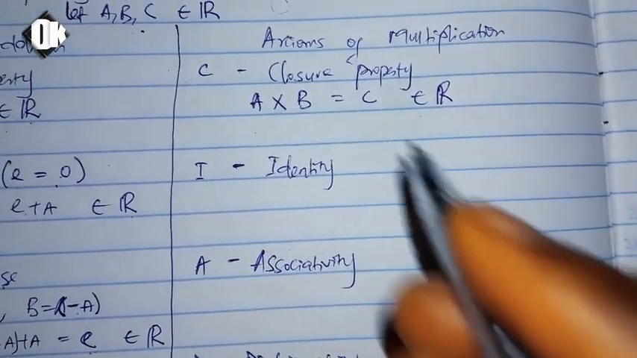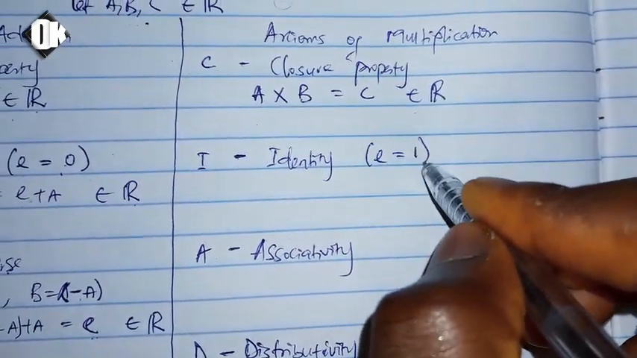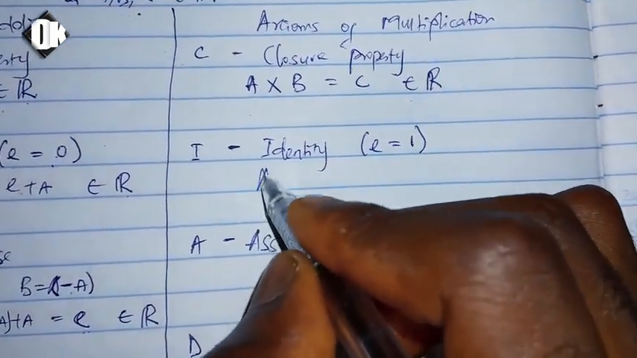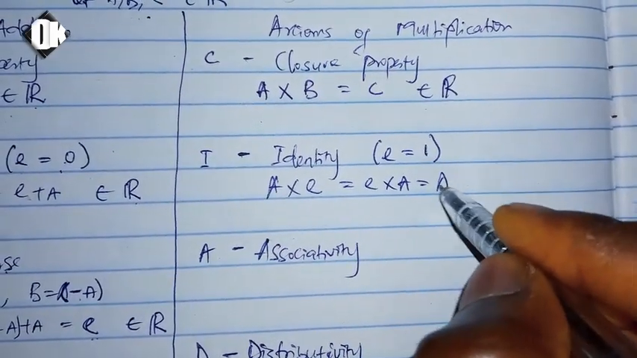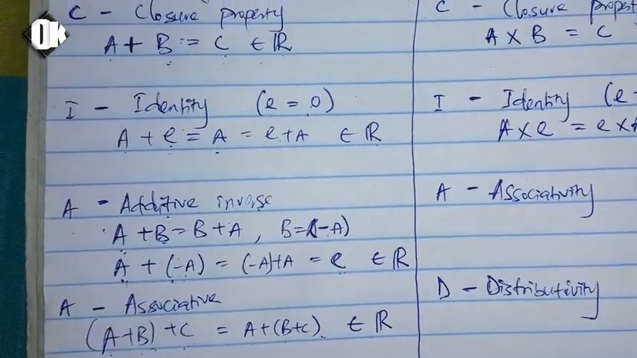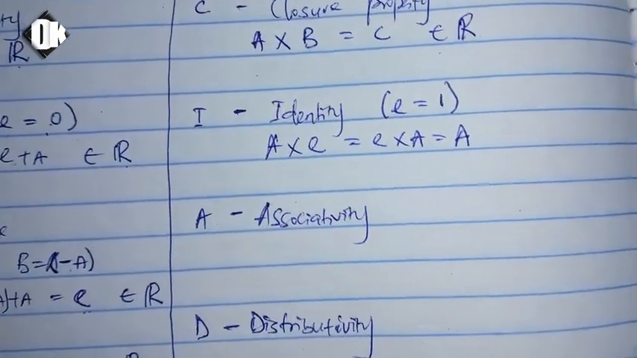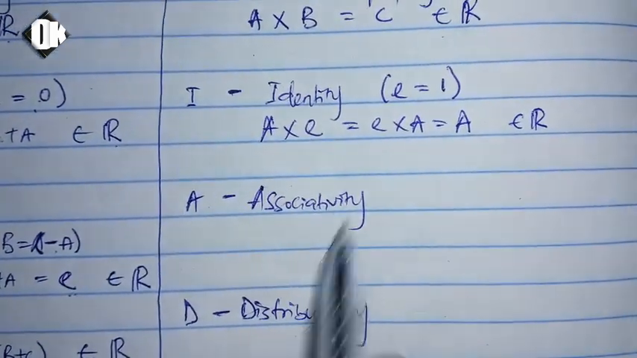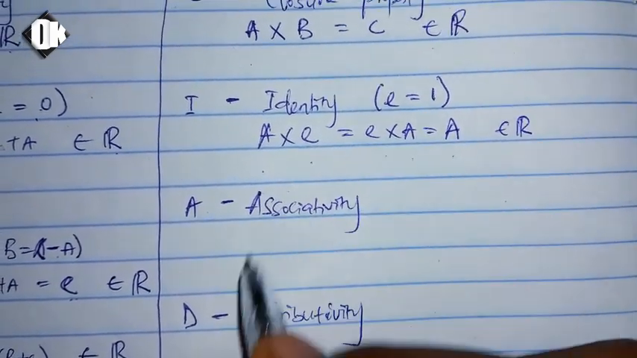Now, for identity, just as we had for addition, for multiplication, E is always equal to 1, anywhere, anytime. In this case, identity becomes A times E must be equal to E times A, which is equal to A. Now for addition, remember we said A plus E equals A equals E plus A. This is the same thing as saying A times E equals E times A equals A. All come from the set of real numbers. That is, if I have 4 times 1, it must be equal to 1 times 4, which is equal to 4. As simple as that.